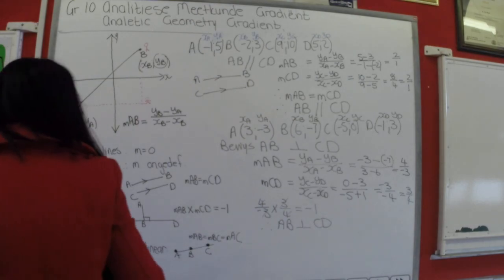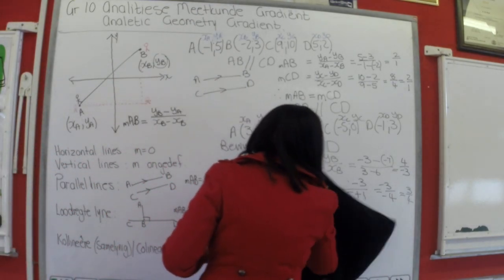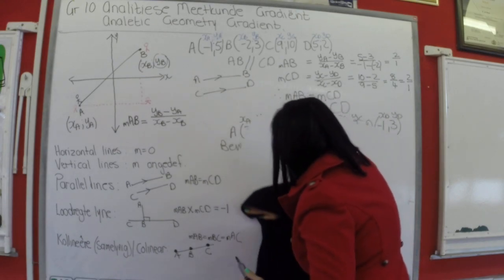If points are collinear, it means it's on the same line.